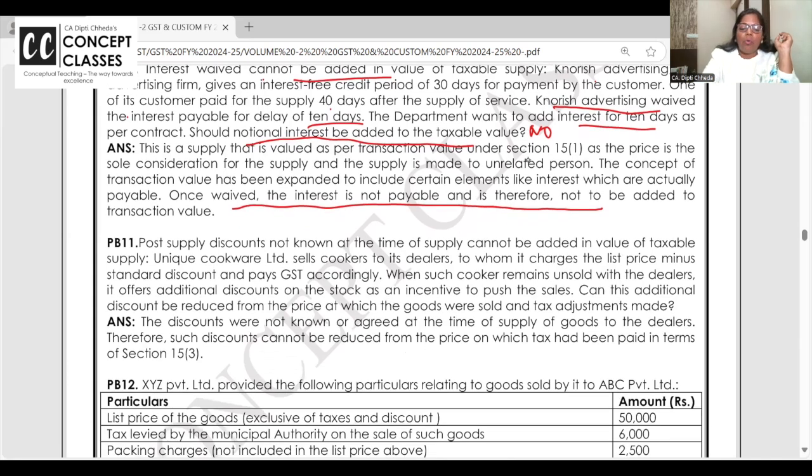Next is post supply discount not known at the time should not be added. This we all know. Unique Cookware sells to its dealers and gives additional discounts at the year end. Can this additional discount be reduced from the transaction value? Answer is no, because these discounts were not known at the time of supply. They are not given before or at the time of supply. They are given after. So such a discount cannot be reduced from the price on which tax has been paid. Okay. So you will not take it.